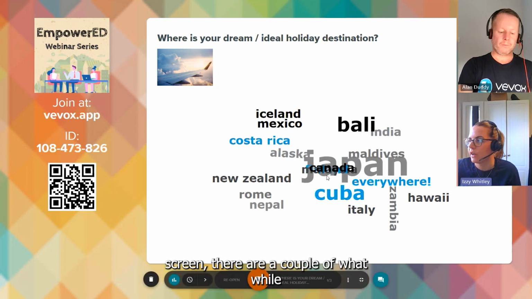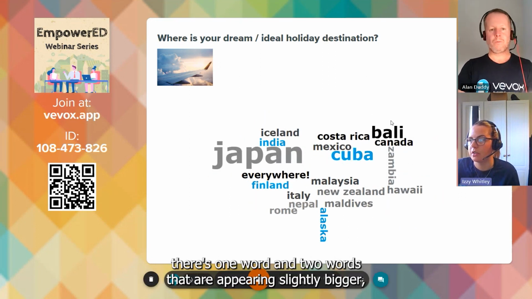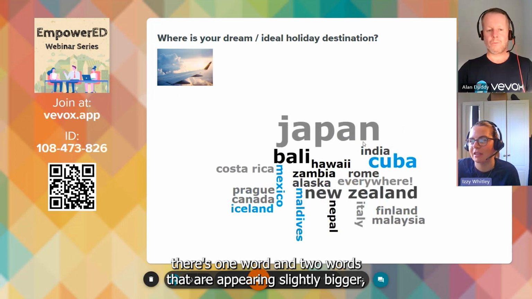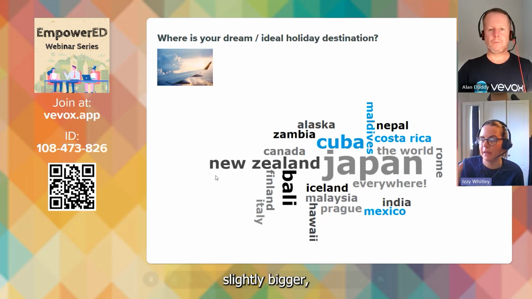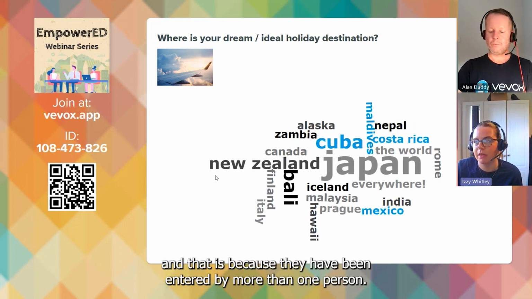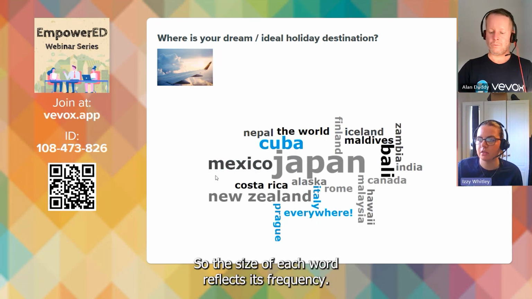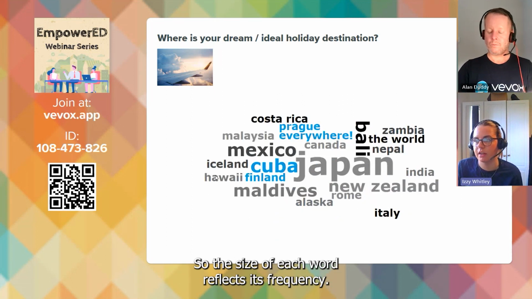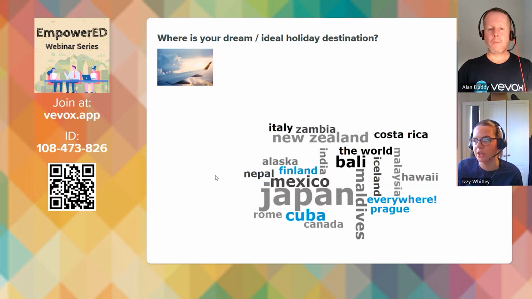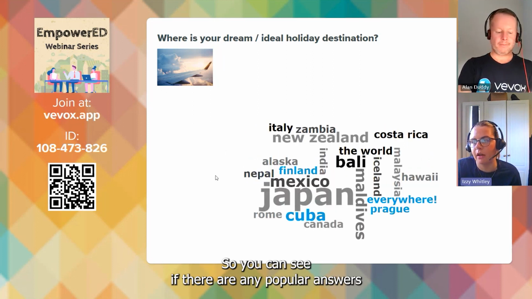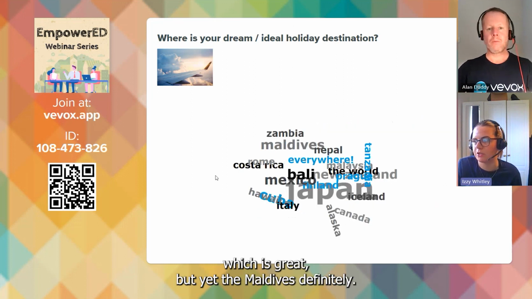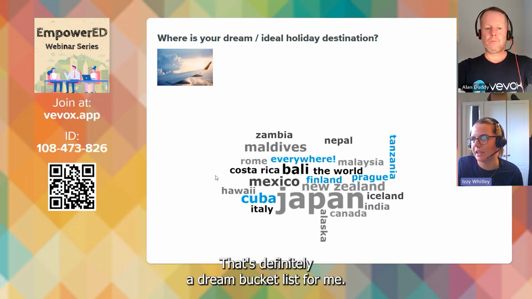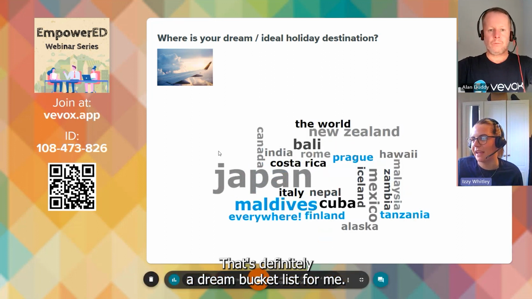Just to point out on screen, there are a couple of words appearing slightly bigger. So Japan, Cuba, Bali, New Zealand, all of these words are slightly bigger, and that is because they have been entered by more than one person. So the size of each word reflects its frequency. So you can see if there are any popular answers to your word cloud, which we have some coming through, which is great. But yeah, the Maldives, that's definitely a dream bucket list for me.